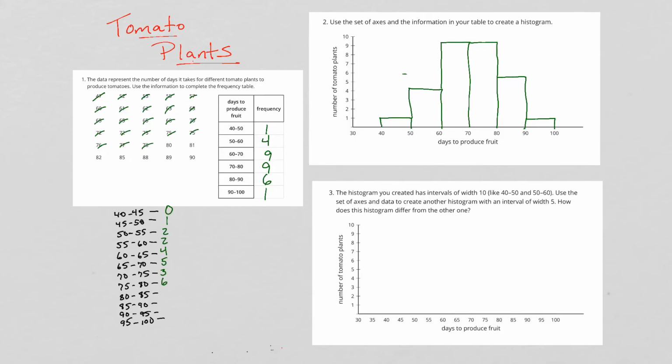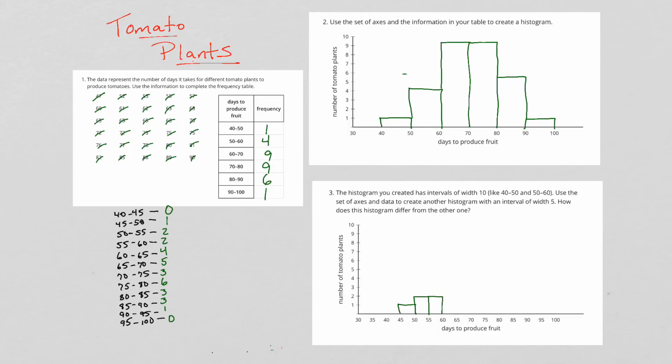80 to 85, 1, 2, 3. 85 to 90, 1, 2, 3. 90 to 95, we have 1, and then we don't have anything from 95 to 100. So we graph it the same way. If I go over here, from 45 to 50, I have 1 piece of data. 50 to 55, I had 2. 55 to 60, also 2.